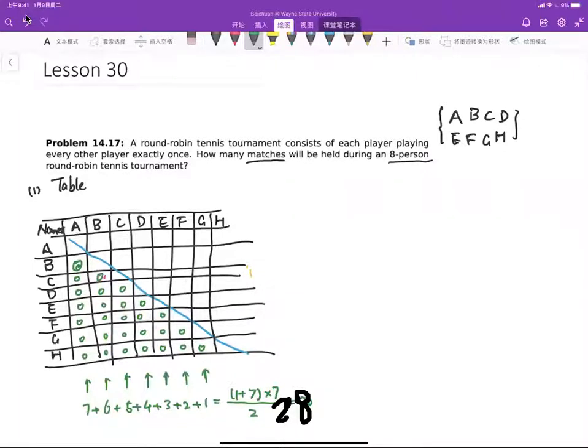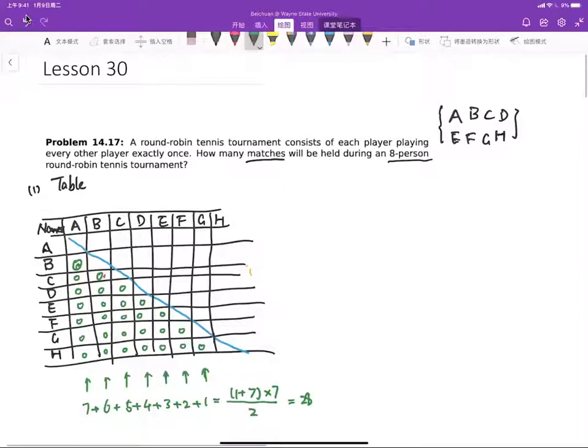So this is the first method, right? We can count the number of circles in the table, counting each game only once. And from the table, you can see there is a structure, right? The number of games in the first column is one more than the number of games in the second column, and the number of games in the second column is one more than the number of games in the third column, and so on. Or we can use a diagram.